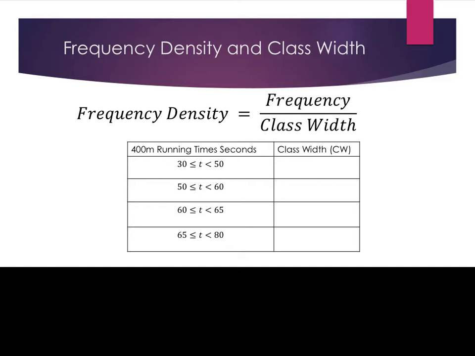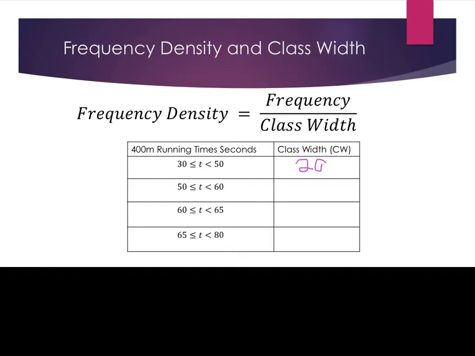The class width is how far it is from one to the other, so the range of your categories. For the first category, we've got people running 400 metres and the times are in seconds. It takes some people between 30 and 50 seconds, so it's greater than or equal to 30 and less than 50 seconds in this category. The difference between 30 and 50 is 20, so my class width for this section is 20.